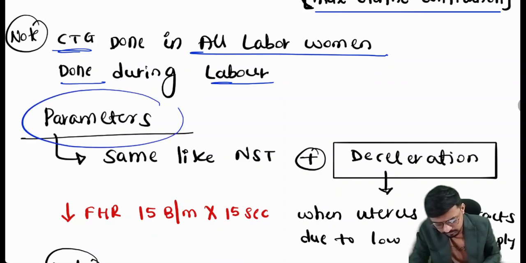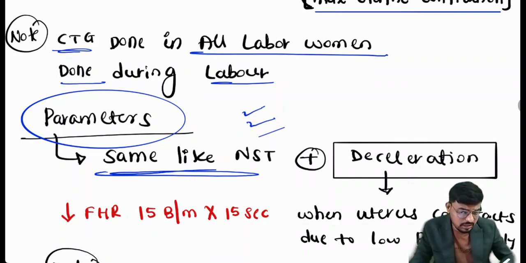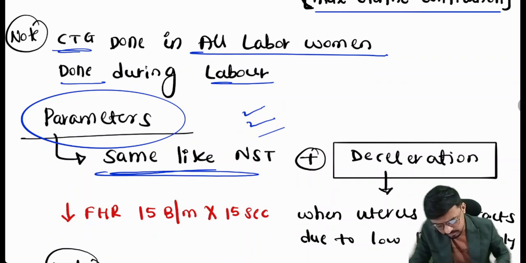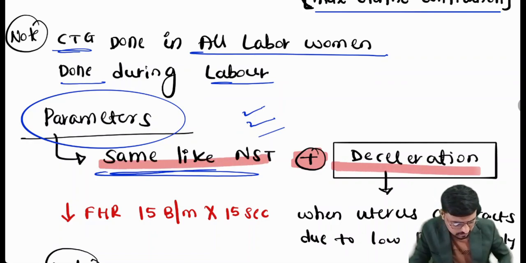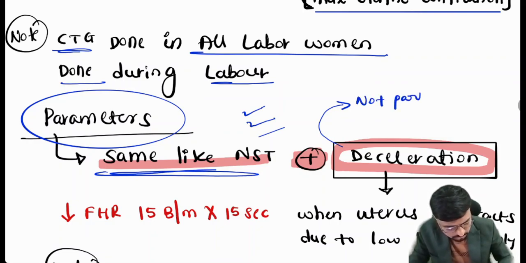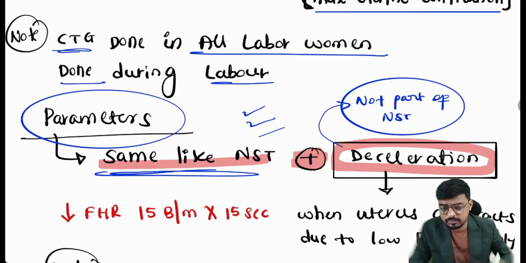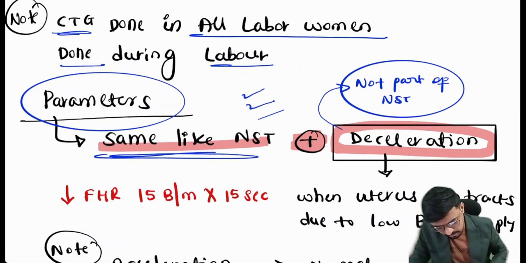The parameters of the CTG are the same as the NST, where we see the acceleration, tachycardia, bradycardia, the beat to beat variability, and very importantly the sinusoidal heartbeat pattern. Along with this there is one extra thing we monitor: the deceleration, which is not a part of the non-stress test. Deceleration is a part of cardiotocography, which is very important, keep it in your mind. So what is the deceleration?